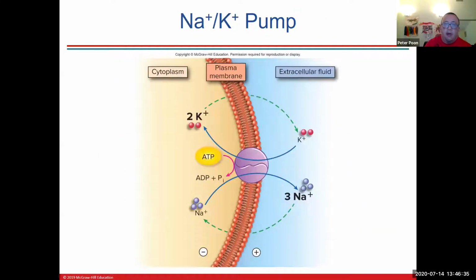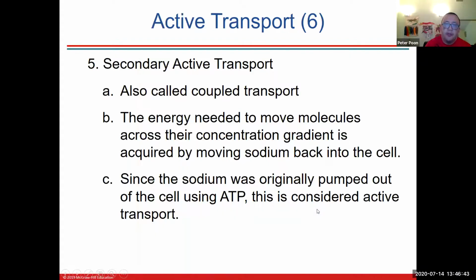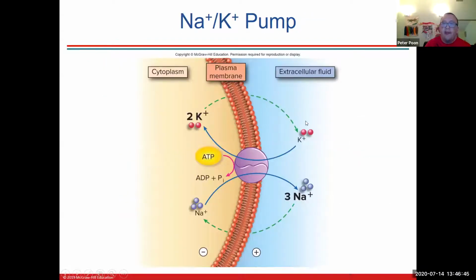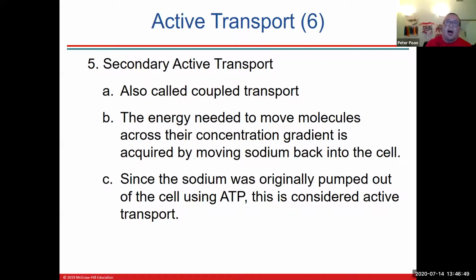Yeah, so here it is. Every time this ATP goes, I trade 3 sodiums for 2 potassiums. Secondary active transport is also called coupled transport. So let's go through an example of this.